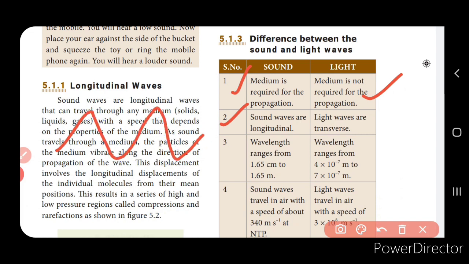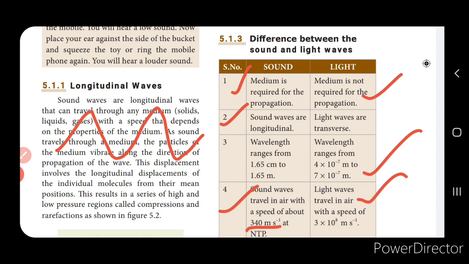And if you see the wavelength, the range is 1.6 centimeter to 1.65 meter. Now here the wavelength range is 4 into 10 to the power of minus 7 meters to 7 into 10 to the power of minus 7 meters. Now, the sound wave that travels in the air is about 340 meter per second, and we know this very well, isn't it? The speed of light in air is 3 into 10 to the power of 8 meter per second.